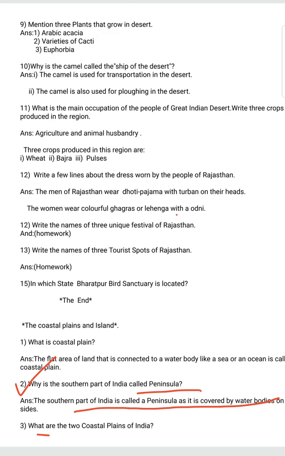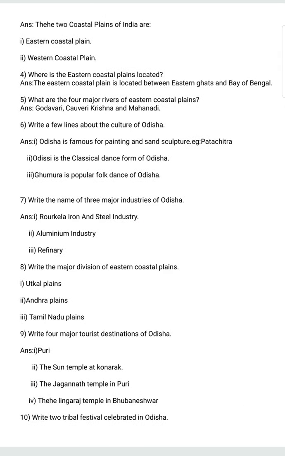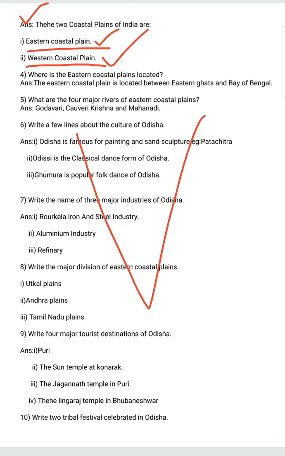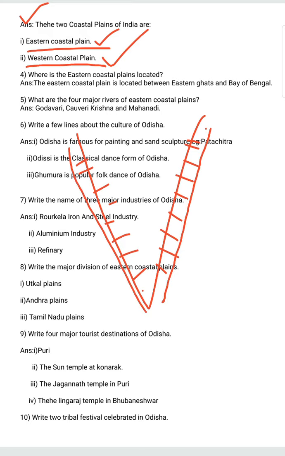Next, what are two coastal plains of India? What were India's two coastal plains? One was Eastern coastal plains and the second one is Western coastal plains. This is right. This area is what? Plain area. Alright, so what is on the east of India? This plain area will be called Eastern Coastal Plains and this plain area will be called Western Coastal Plains. W means western, C means coastal, P means plain.